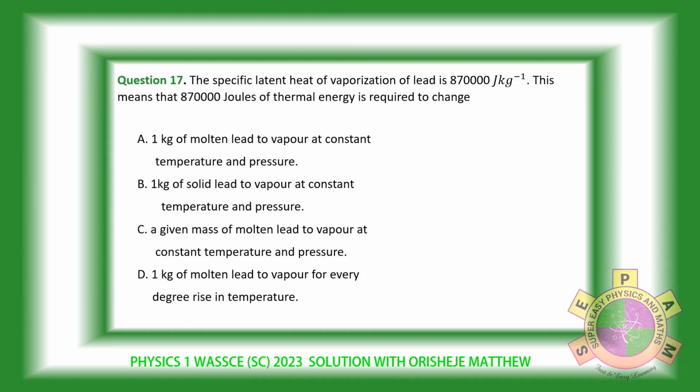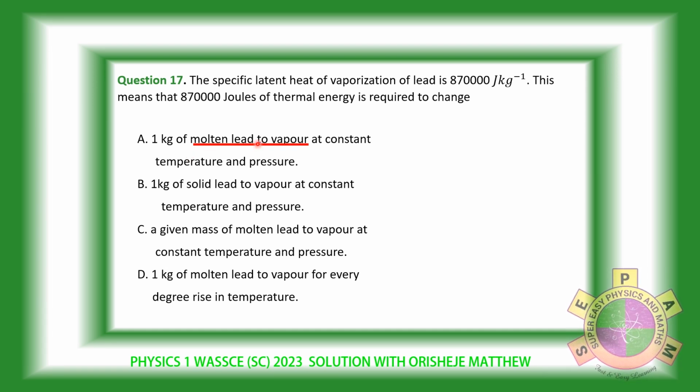Question 17. The specific latent heat of vaporization of lead is 870,000 joules per kilogram. This means that 870,000 joules of thermal energy is required to change. So we are looking at latent heat of vaporization. So our interest is you want to convert vaporization of lead, that is molten lead. So that is the emphasis there, it is in the liquid form, in the liquid state. So it has to be converted to the vapor state, that is the gaseous state. So molten lead to vapor.